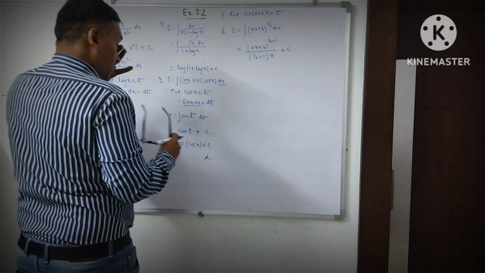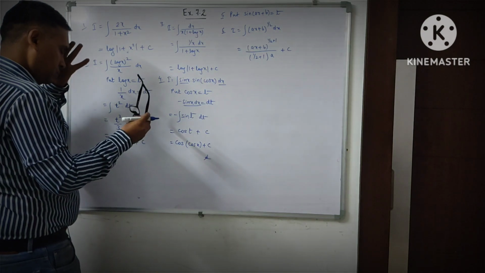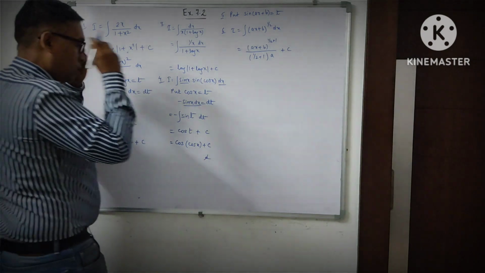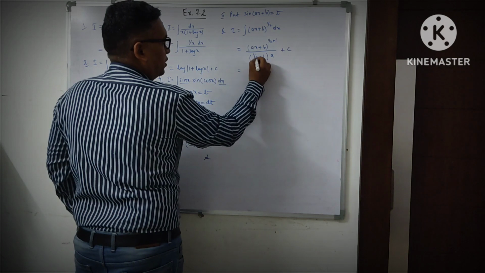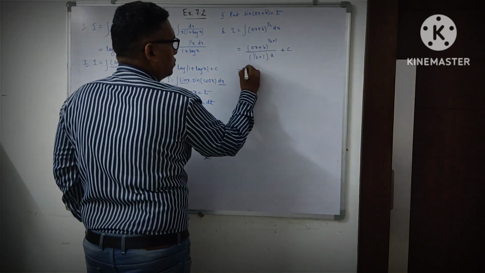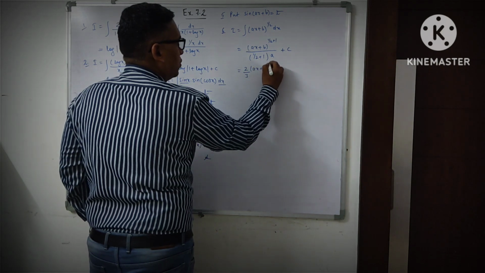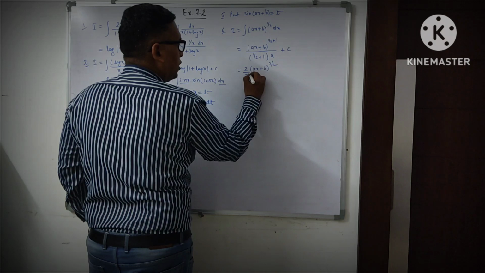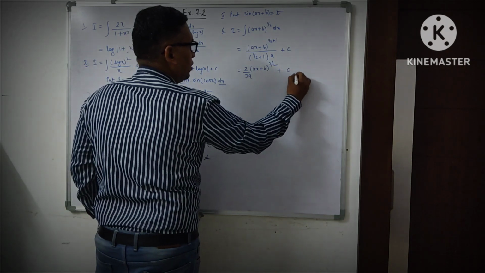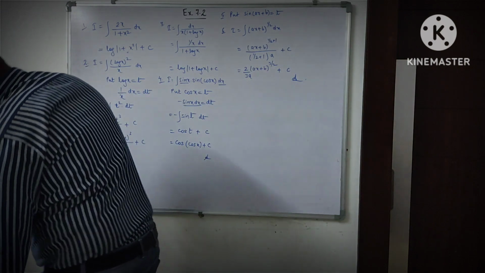So now the simple calculations are there. Half plus 1, that is 3 by 2, so 2 ones are 2 plus, that is 2 by 3 times (ax plus b) whole to the power 3 by 2, a is there, plus c. So children, this completes question number 6.